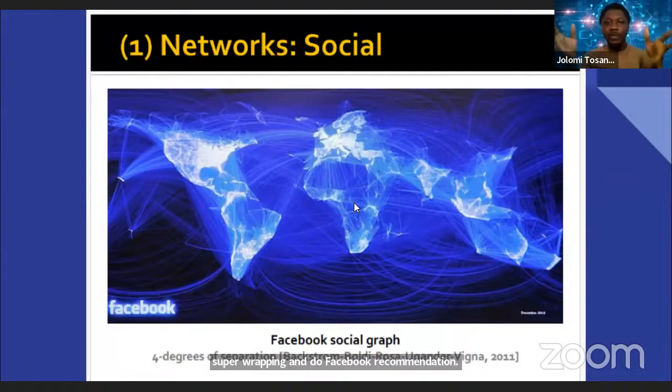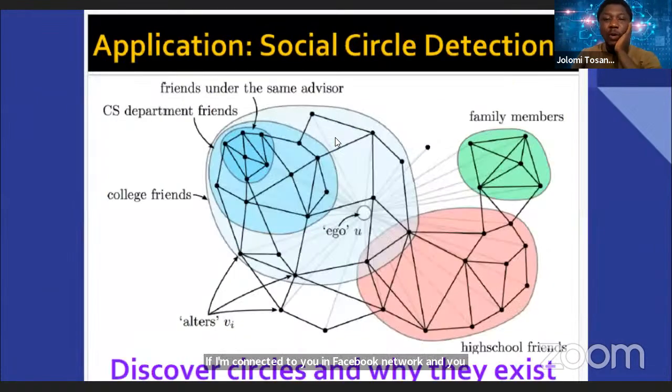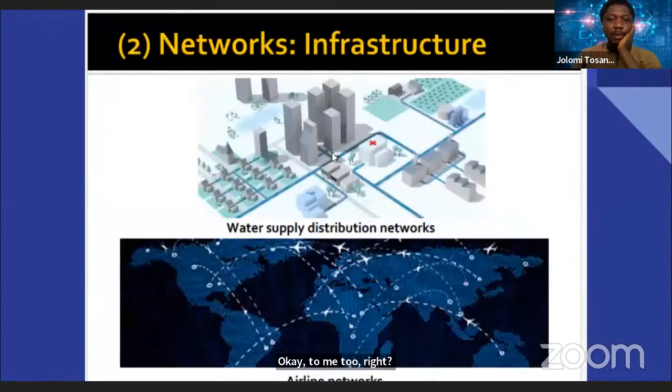If I'm connected to you in the Facebook network and you are connected to some other person, Facebook wants to recommend these guys to me too, right? So maybe it can use it to boost your recommender engine. Maybe for water supply, right? Especially if you have connections of different water sources and the pipes connecting them, or gas supply, you want to know the most important station, right?